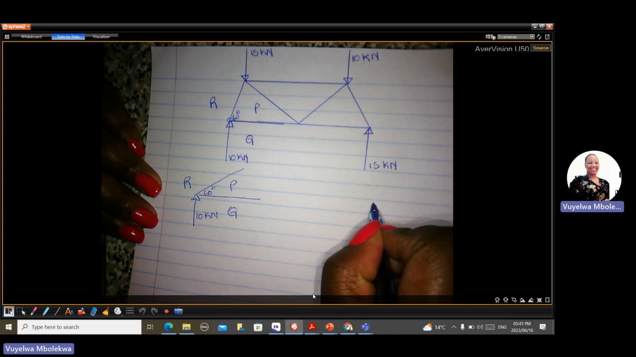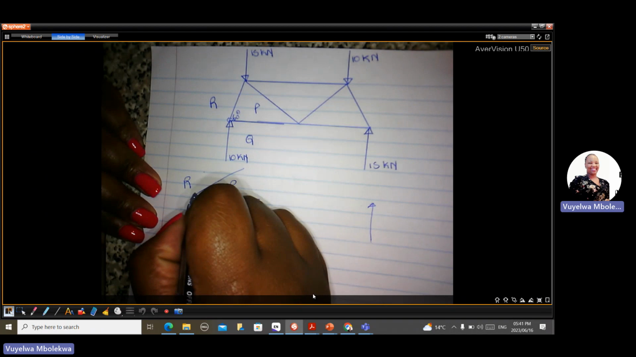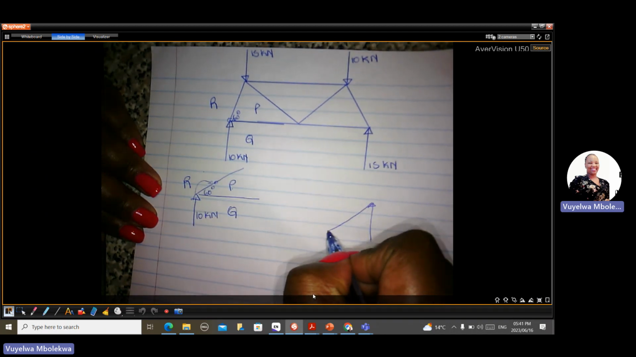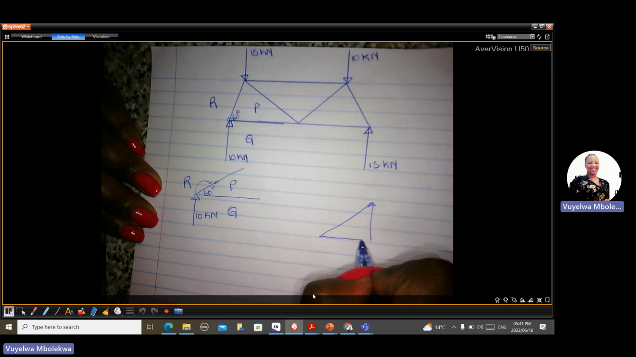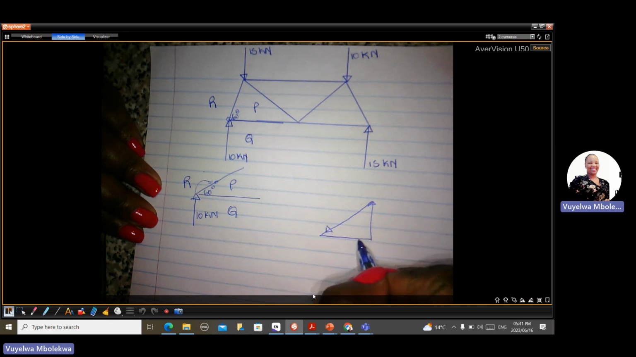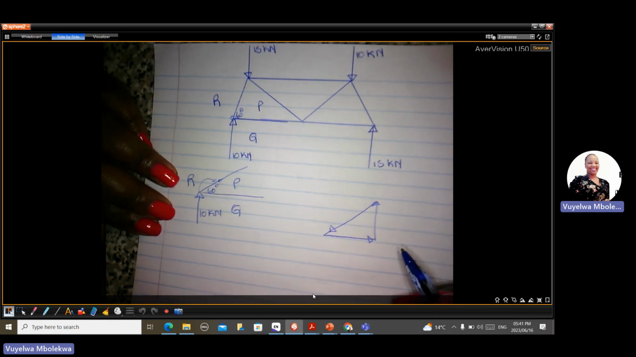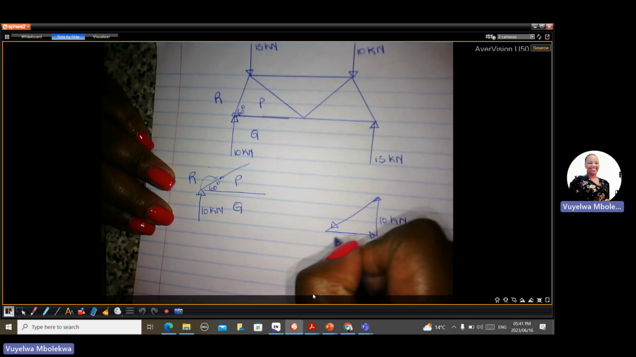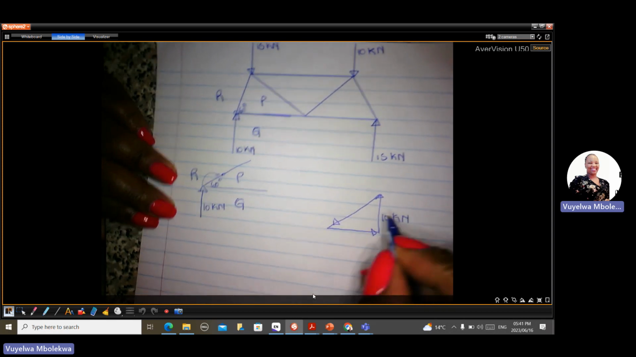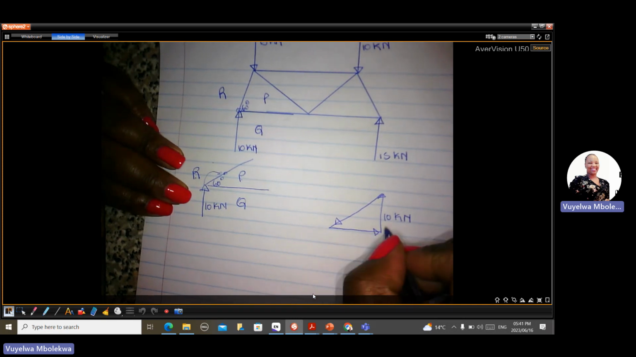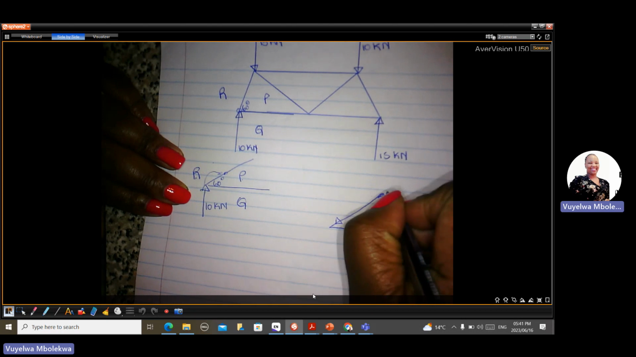Your 10 kilonewton up, and then from that you go clockwise to take this force, that member, and it stands like that, and then you just use this one to close it off. Then you give it directions, make it follow the known force. Okay. So this is 10 kilonewtons, and the 10 started from Q and it ends at R.